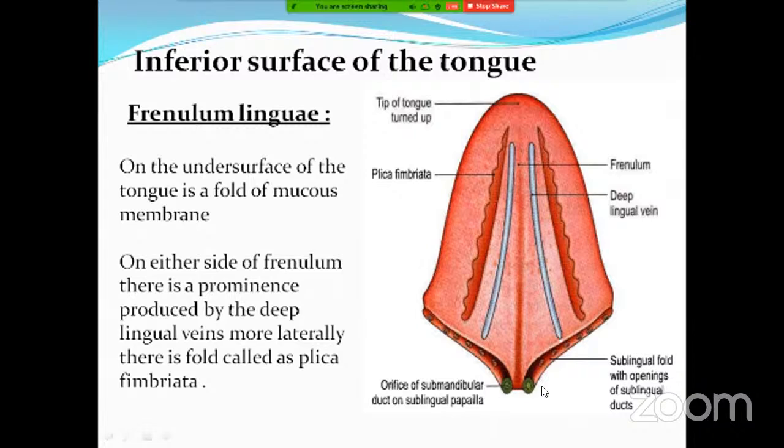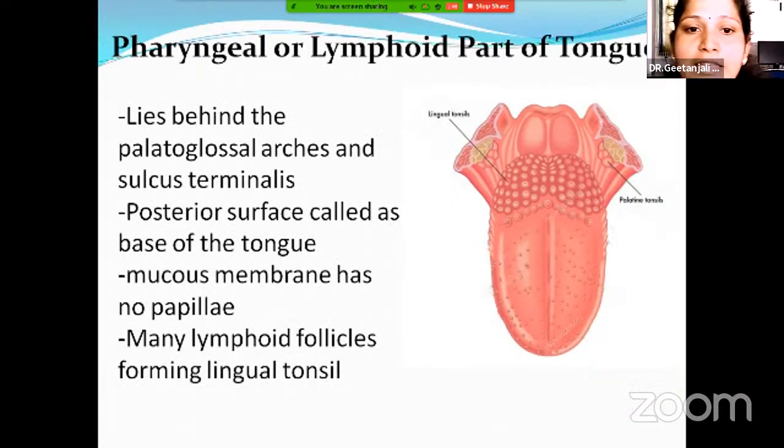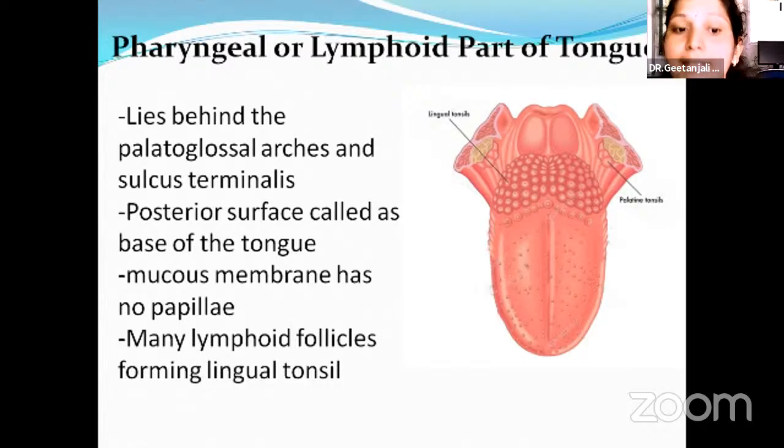Now we will see the pharyngeal part or lymphoid part of the tongue. The pharyngeal part lies behind the palatoglossal arches and sulcus terminalis. The posterior surface is called the base of the tongue, and the mucous membrane has no papillae. There are many lymphoid follicles forming the lingual tonsils.